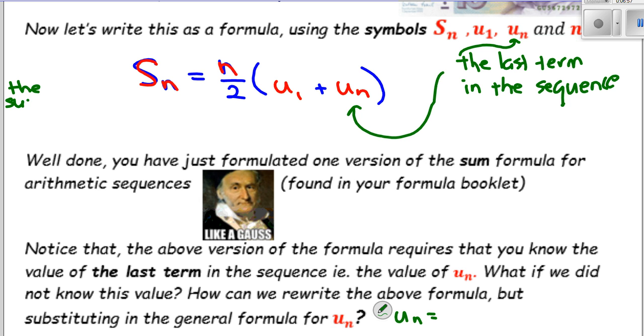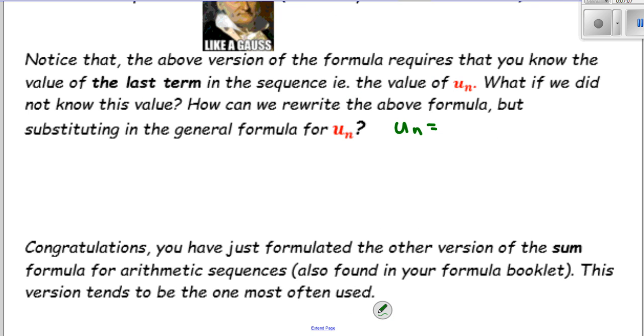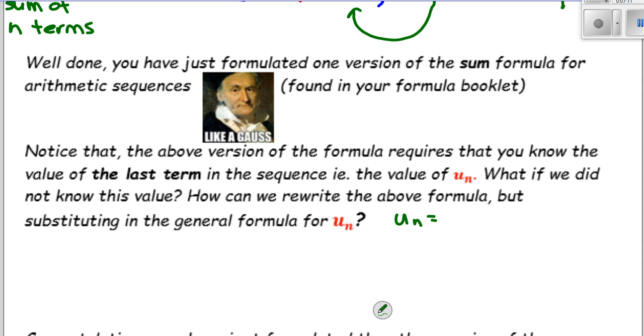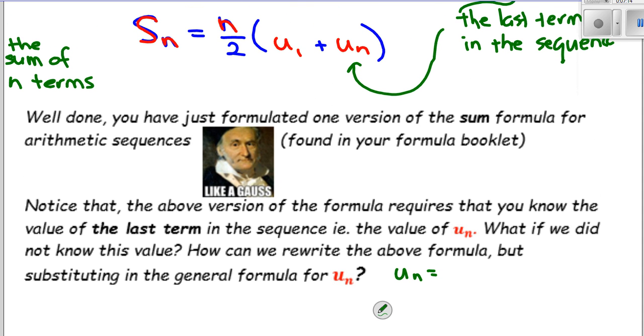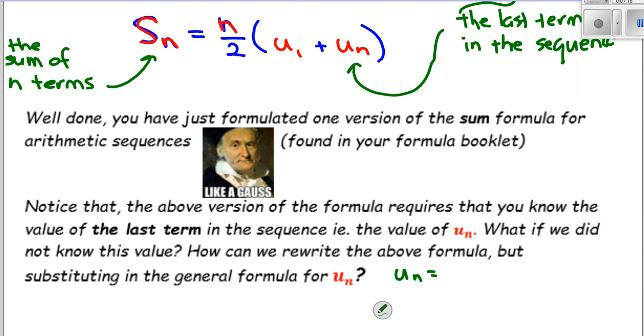And u of 1 is the first term, and n refers to the number of terms in the sequence. Like, is it 76 terms they want you to add together? The sum of n terms is that one. u of 1 is the first term, n is how many terms do they want you to add together? Do they want you to add together the first 50 terms, or the first 900 terms? So rather than you having to do that manually, a shortcut formula has been generated for you that they love you to use in your exams.